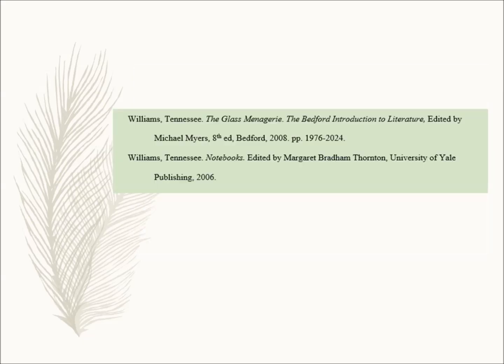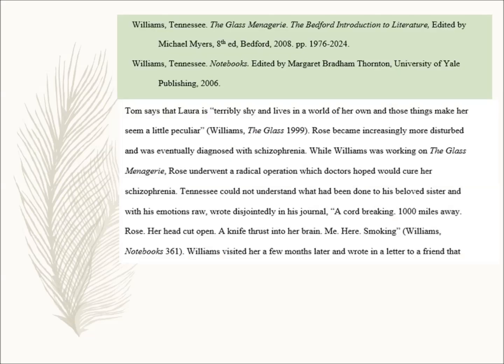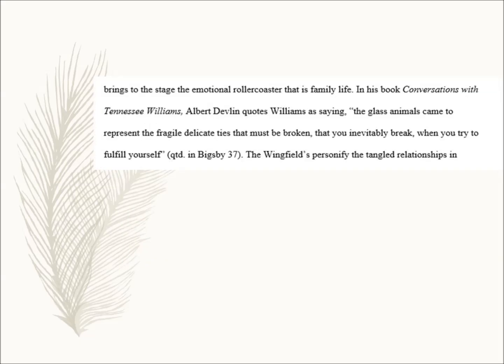Sometimes you'll have the same author for more than one source. The parenthetical citation needs to point to the correct source. Use the author's last name, a comma, then an abbreviated title and the page number. Be sure the abbreviated title cannot be confused with another title by the same author on the works cited page.